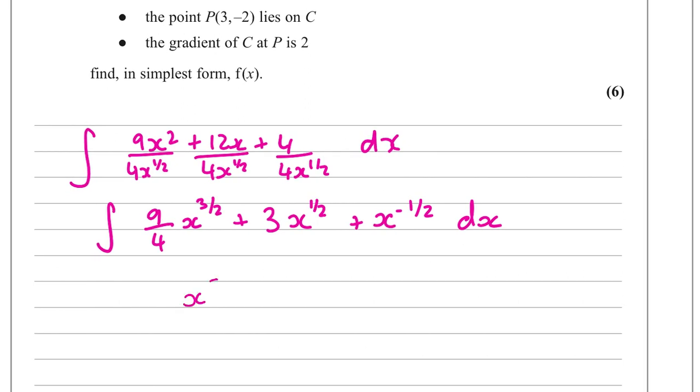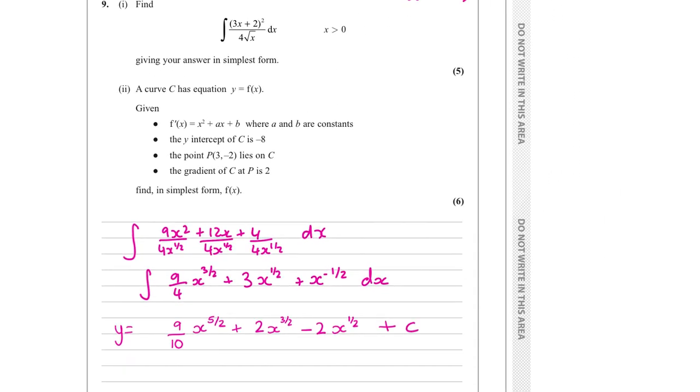Okay, so increase the power by 1, 5 over 2, and then divide by the new power. 9 over 4 divided by 5 over 2 is 9 over 10. Then increase the power by 1, 3 over 2, divide by the new power. 3 divided by 3 over 2 is 2. Increase the power by 1, positive a half, divide by the new power, negative 2. And then we have to remember our favourite thing to write, plus c. Perfect. So there we go, nice and simple, 5 marks.